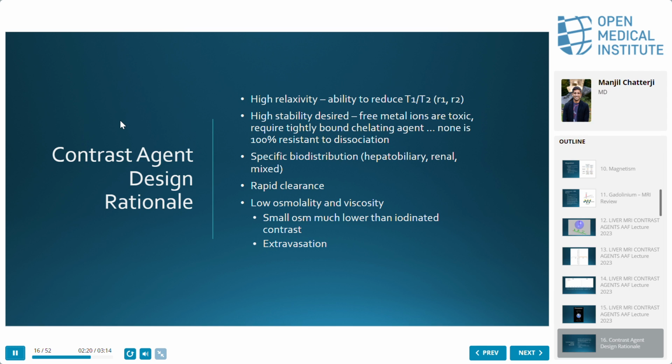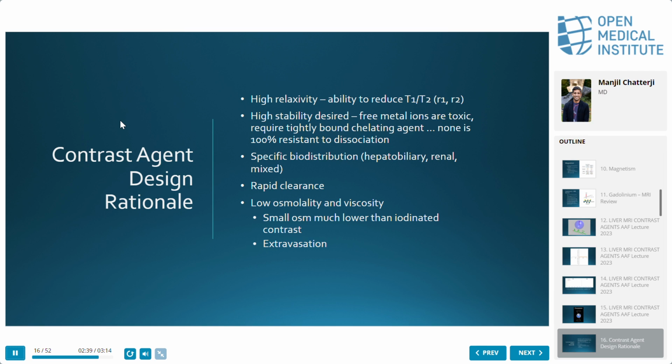We want it to be out of the body in a relatively quick amount of time, right? We don't want something that sticks around because then instead of a contrast agent, we've designed a medication, and that's not what we're looking for. And then finally, we want there to be a low osmolality. We don't want this thing to be pulling and pushing water in any direction because we don't want to have an effect on the body.